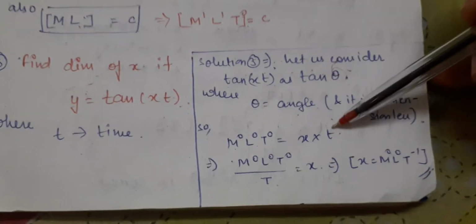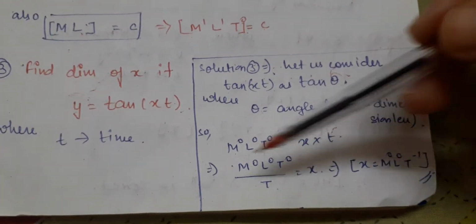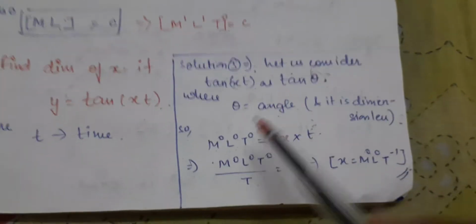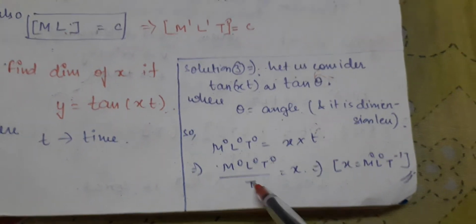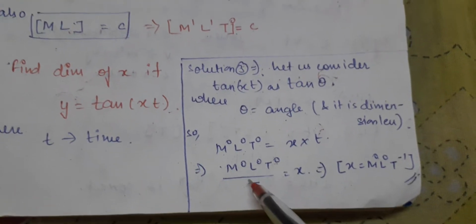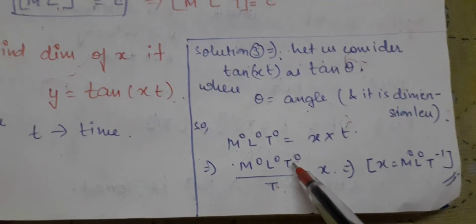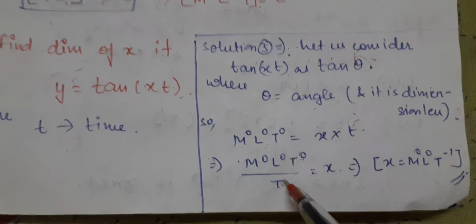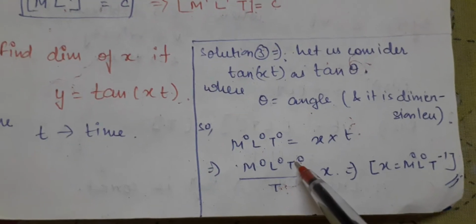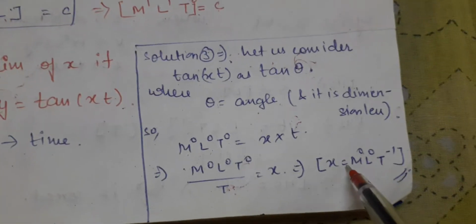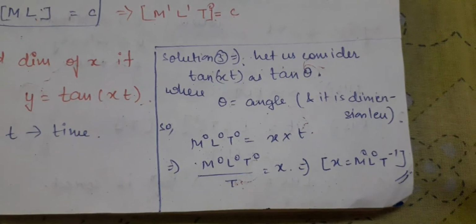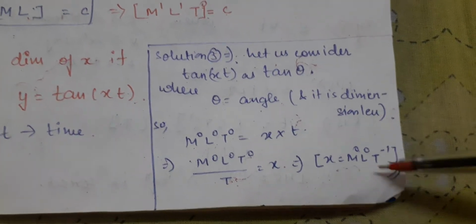Simple. If you bring t into the denominator of M L T upon t, most of the students will think, ma'am, it is the power of 0, here t is there, we can cut it down. No, beta. The power of t is 0 in the numerator, but here the dimension of t is 1. If you bring t upside, it will become M0 L0 T power minus 1. So what is the dimension of x now? M0 L0 T power minus 1.